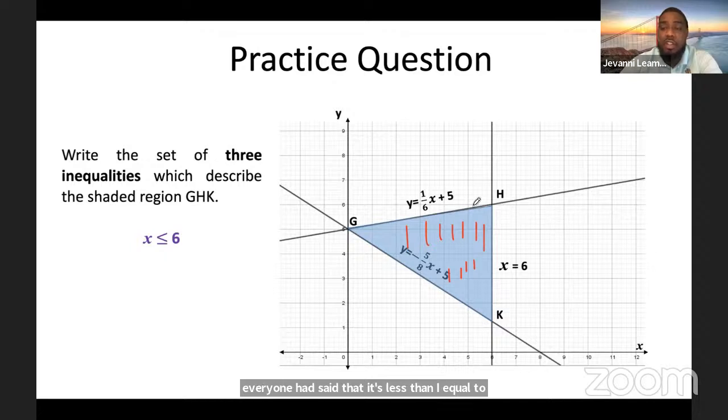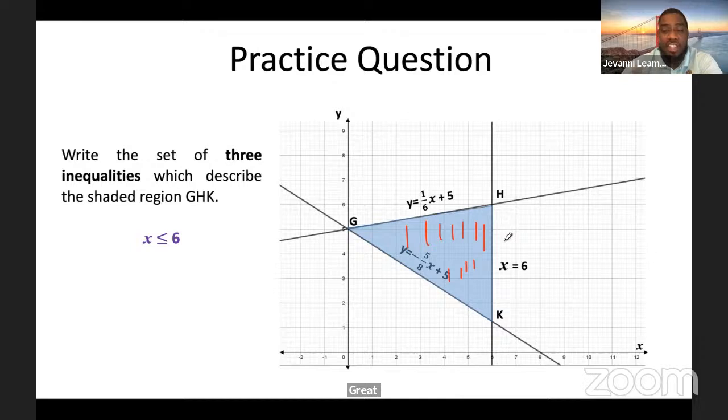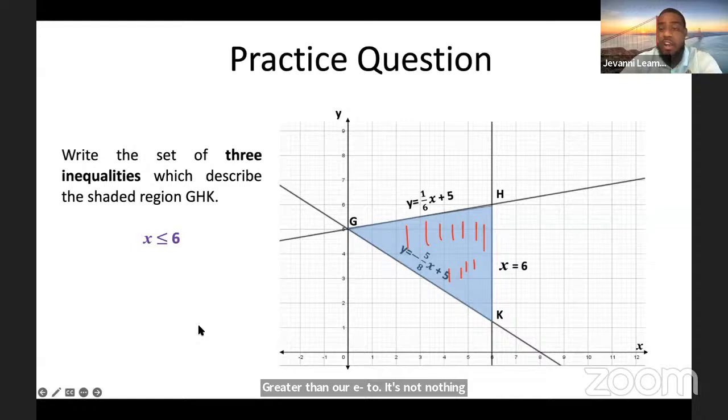I notice everyone had said that it's less than or equal to. All right. So what about the other line that I'm making reference to, which is now GK? What would that inequality look like? Greater than, to the shade, all right? Greater than or equal to. All right, it's not dotted. Well, so everybody is understanding why or how we got those values? I thought it was just greater than.